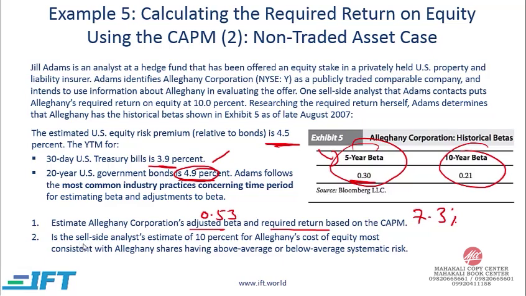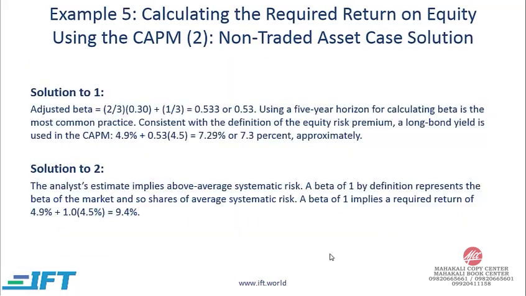Is the sell side analyst's estimate of 10% given right here? So 10% for Allegheny's cost of equity, most consistent with Allegheny shares having above average or below average systematic risk? So here is the solution. The analyst's estimates implies above average systematic risk. So analyst is saying 10%, but our calculation is actually giving us a lower number.